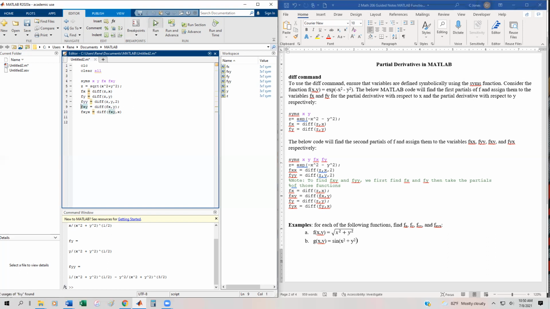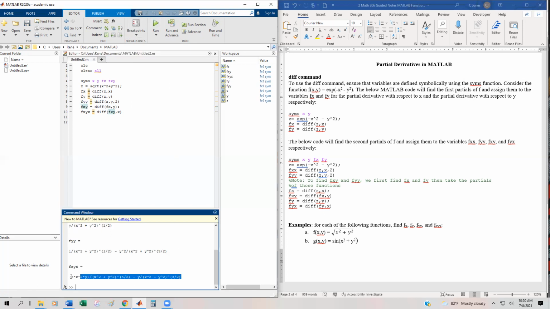So we're just going to go ahead and execute this. And here is our third partial, fxyx. Here's our second partial from before. And pretty cool that MATLAB does a good job of simplifying this a little bit for us. Now, here's the really good news.